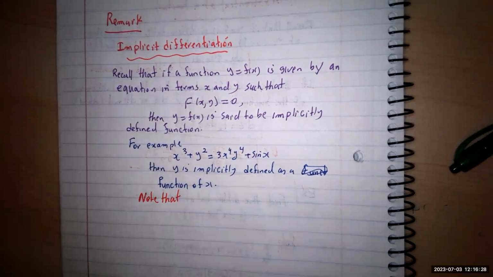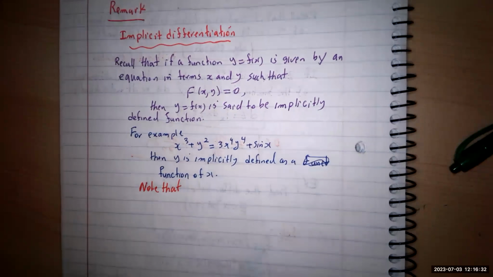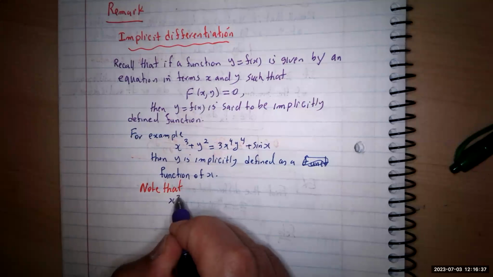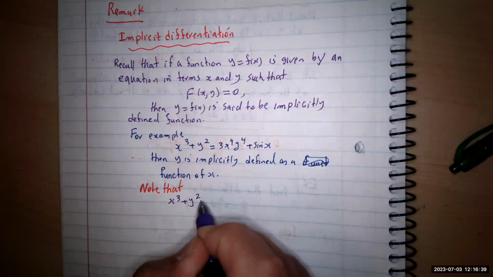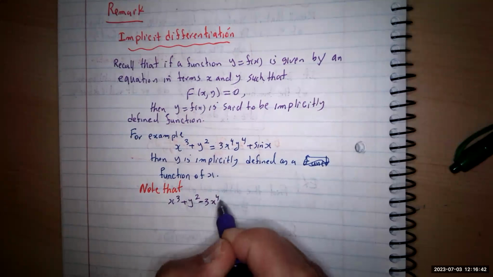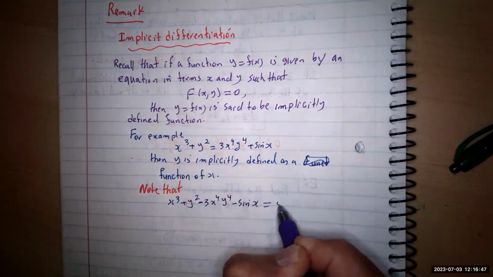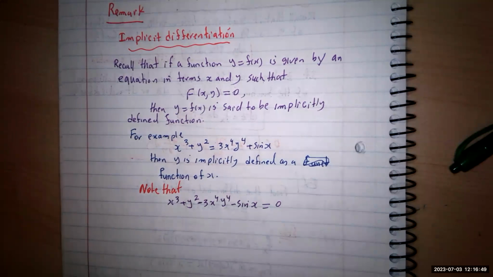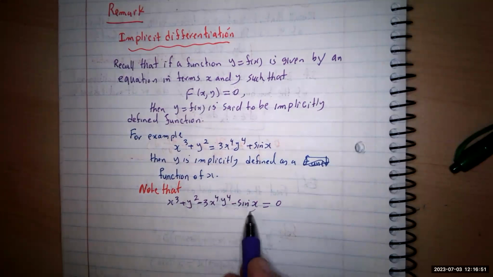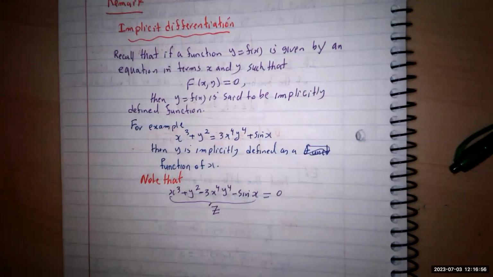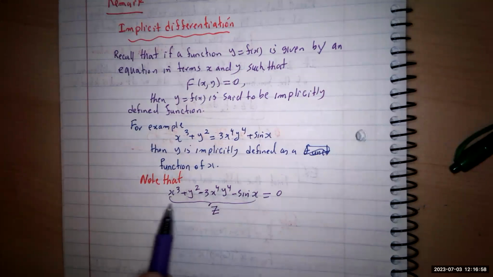We bring everything to one side of the equation, and we're going to call it a function of two variables. And then we work with the differential. Okay, so this is it. We write it down as x cubed plus y squared minus 3x to the fourth, y to the fourth, minus sine x equal to 0. Everything here, we are going to call it z, a function of two variables.